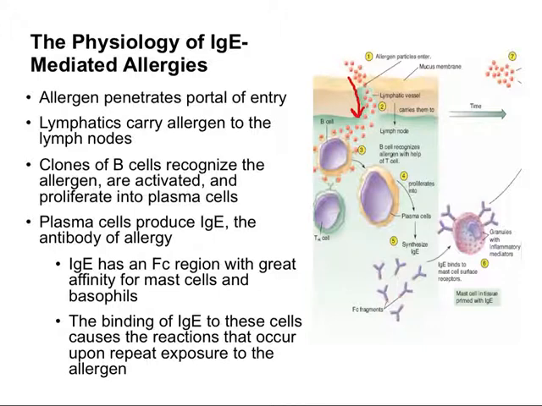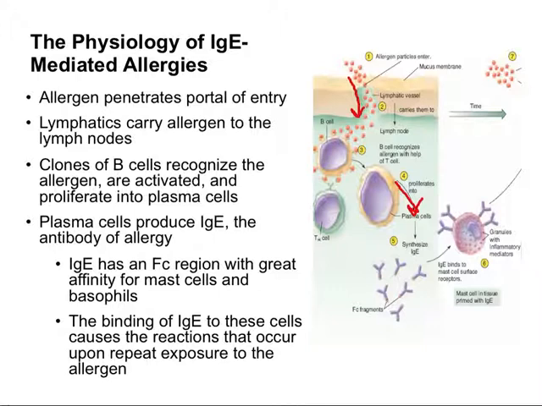That specific clone will be activated and proliferate into plasma cells. The plasma cells then produce IgE antibodies. These are the antibodies of allergy. Remember that there's a constant region and a variable region. The variable region is the one, again, that's specific to the particular antigen that's being presented.